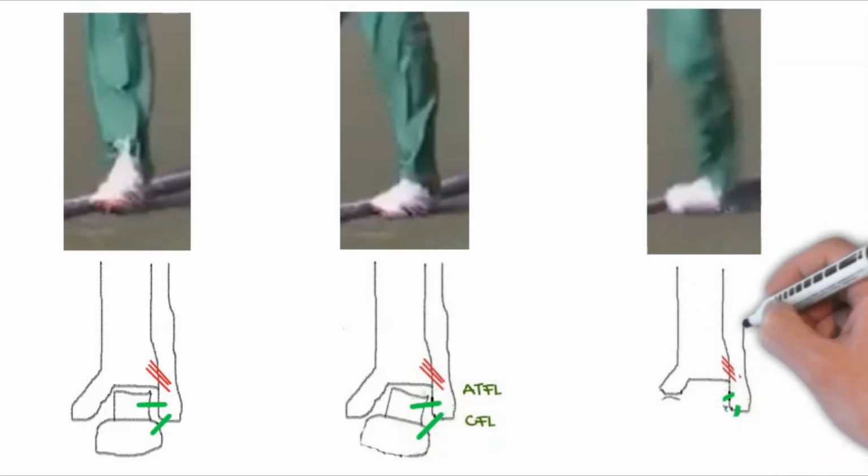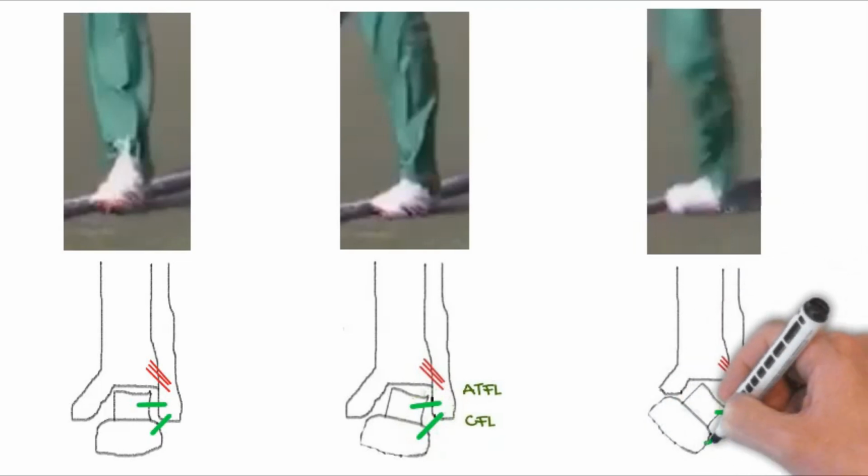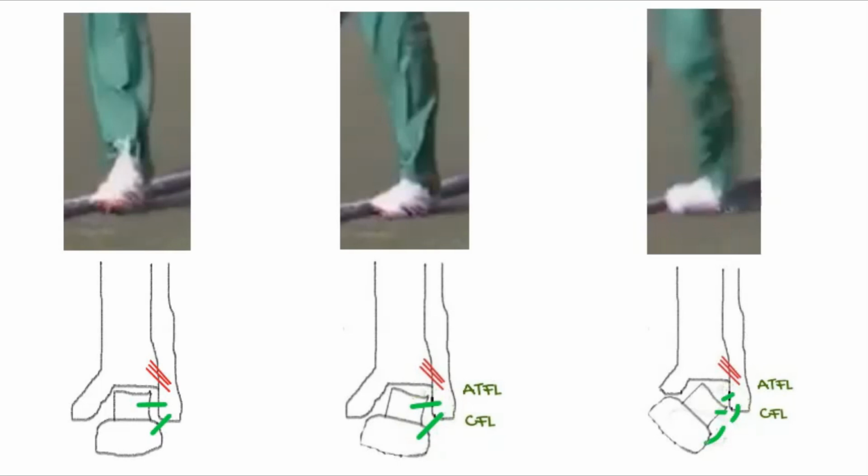Now his foot's really rolled in on that third photo there, and you can see that his heel's really rolled in, and that puts strain on those green outer ligaments, and in this case they've ruptured as a result, and so this patient will have a lot of pain on the outer aspect of the ankle and a lot of swelling.